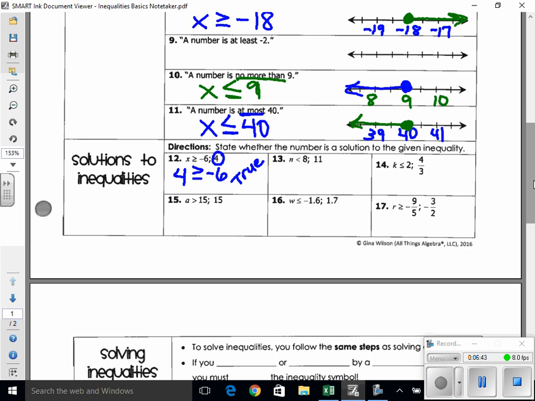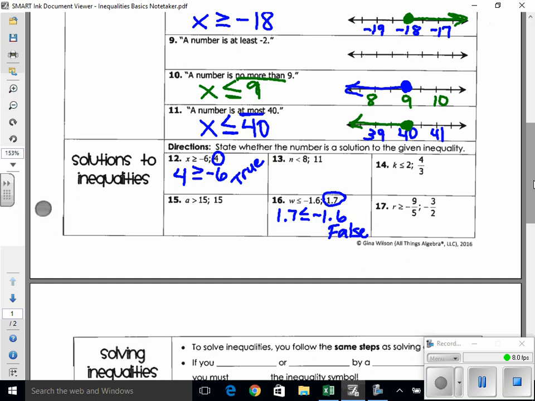All right, so if we go to number 16 next, they're asking us about the decimal 1.7. So 1.7 is less than or equal to negative 1.6. Don't worry about the fact that it's decimals. Is a positive number smaller than a negative number? Never. So that would be a false statement. Okay, and then go ahead next to it, number 17.